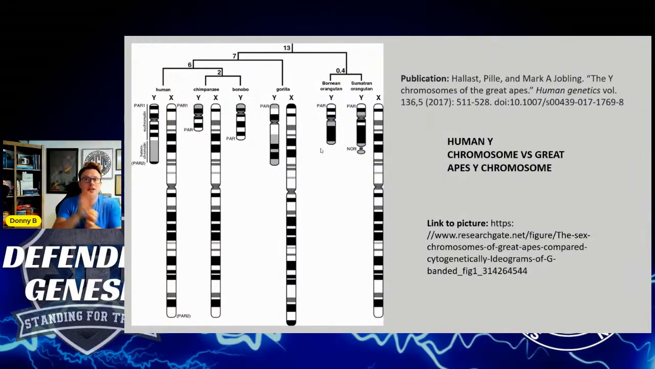When comparing the human and chimpanzee Y chromosome, guess what? It's only about 35% the same when you consider overall size differences, architecture, and gene content. Here's a visual for you from this important paper that I highly recommend: The Y Chromosomes of the Great Apes, and then a link to the picture here.